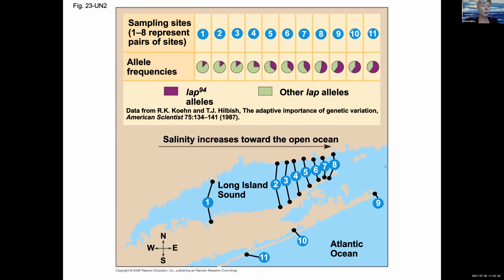As we go towards the higher salinity sites, we see that a steadily increasing proportion of the population has this LAP94 allele. So we can infer from these data that the LAP94 allele does better. It helps survival and reproduction in organisms in the higher salinity environments. Right? So it has a higher proportion.